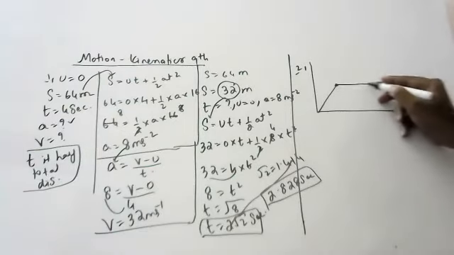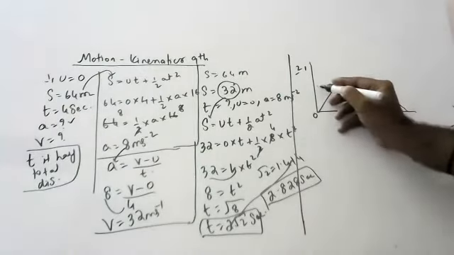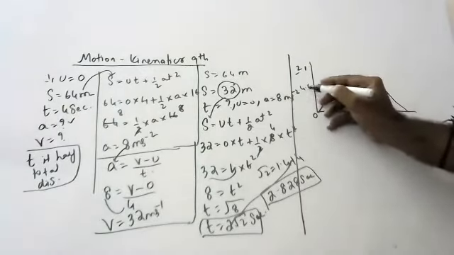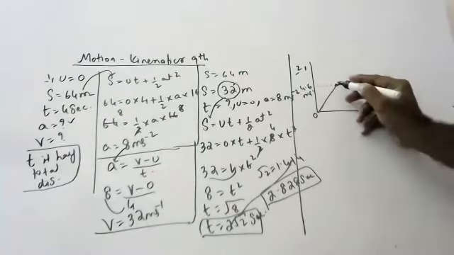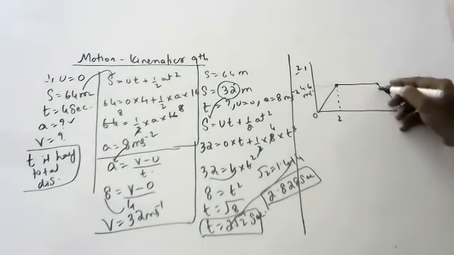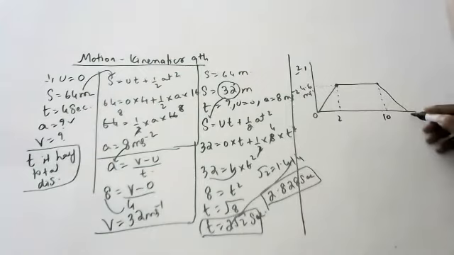So acceleration, uniform motion, and retardation. This is 0, and here it is 4.6 meters per second, children. This is happening in 2 seconds. Uniform motion is happening for 10 seconds. It is coming to rest in 12 seconds, children.